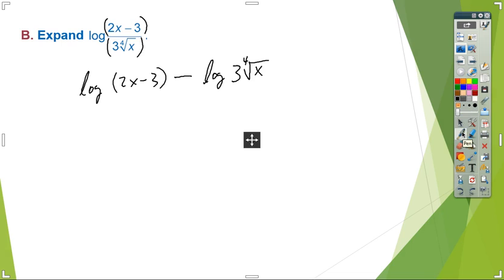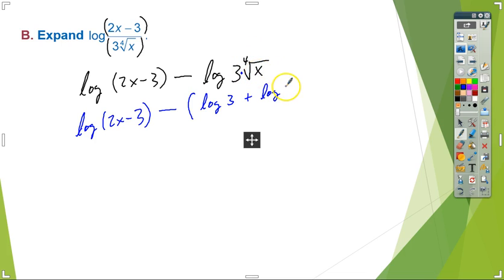So then the question becomes, what do I do with this right here? Well, look. There's a little itty-bitty multiplication thing that you don't see there. So I can take this part right here, and I can say, oh, this is log of 2x minus 3 minus, and I can take what was there and separate it out to log of 3 plus log, and then this right here, I don't like it being the fourth root. I want to make it x to the 1/4 power.